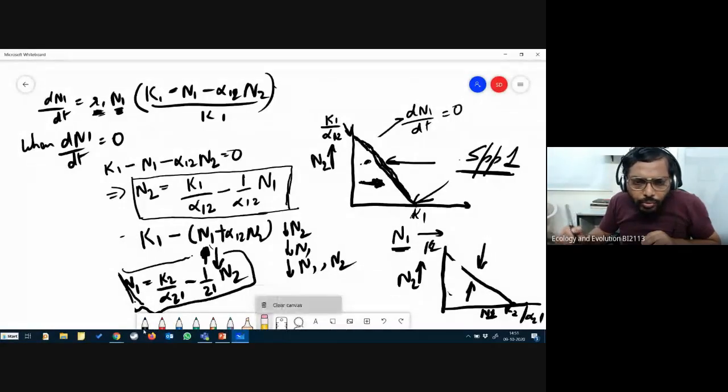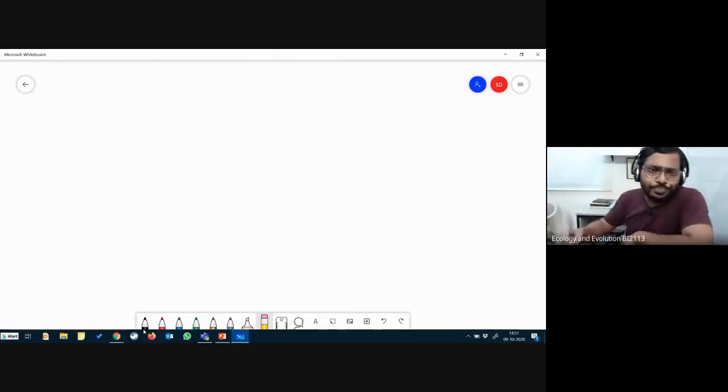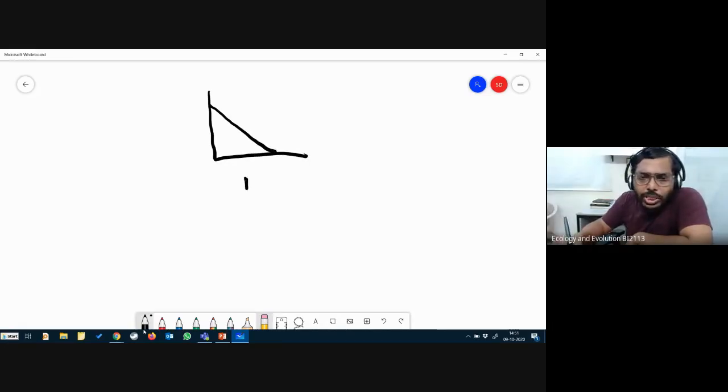Okay. So now these lines that I drew, these lines where dN1/dt is equal to 0 on an N1-N2 plane, are known as zero growth isoclines.